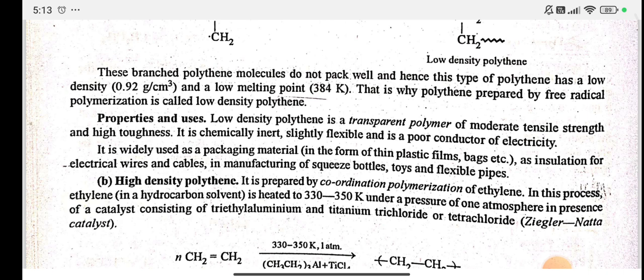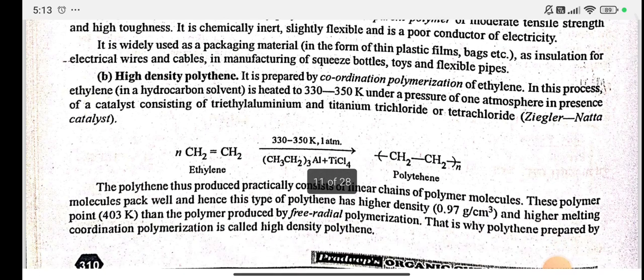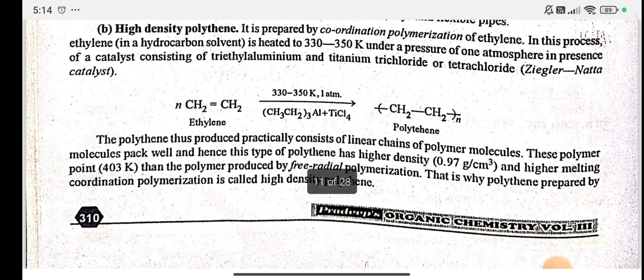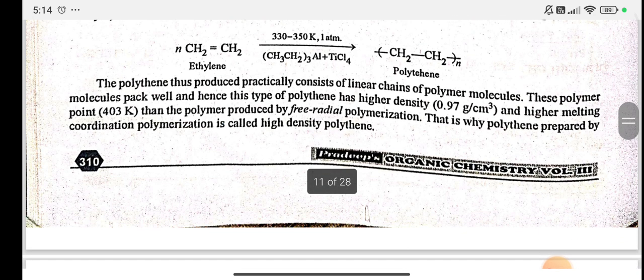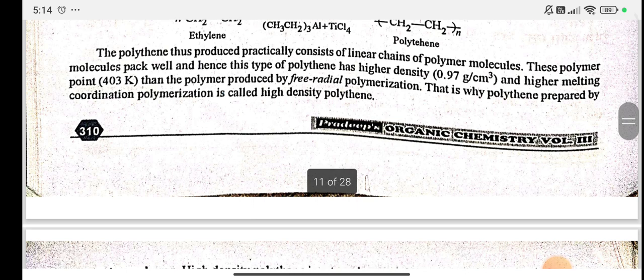It is prepared by the coordination polymerization of ethylene. In this process, the ethylene is heated to 330 to 350 Kelvin under a pressure of 1 atmosphere in presence of a catalyst containing triethyl aluminum and titanium trichloride or tetrachloride, the Ziegler-Natta catalyst. The polythene thus produced practically consists of a linear chain of polymer molecules. These polymer molecules pack well and hence this type of polythene has a high density and higher melting point than the polymer produced by the free radical polymerization. This is why polythene prepared by the coordination polymerization is called high density polythene.